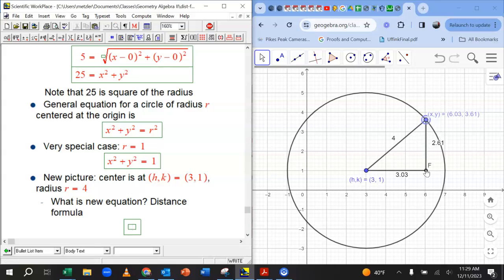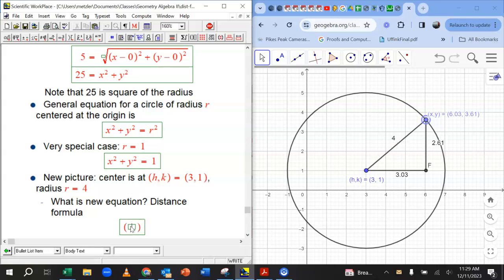And the key thing, new thing, just like in the distance formula video, those legs of the triangle, like this horizontal leg, is the difference of the x coordinates. Here, the 6.03 and the 3, the difference of that is 3.03. That's one of the legs. Here, the difference, 3.61 minus 1, 2.61, that's one of the legs. Those have to match in Pythagoras with the 4.